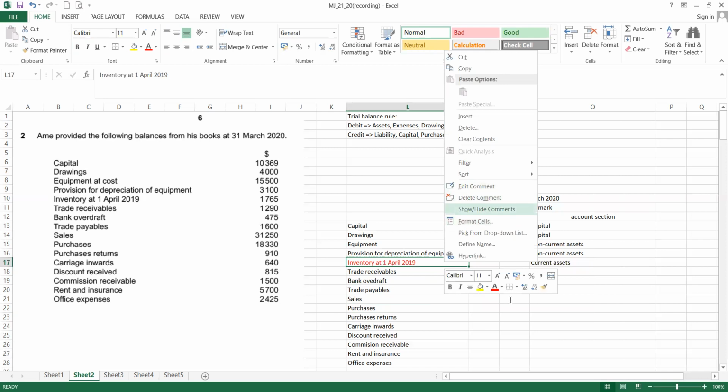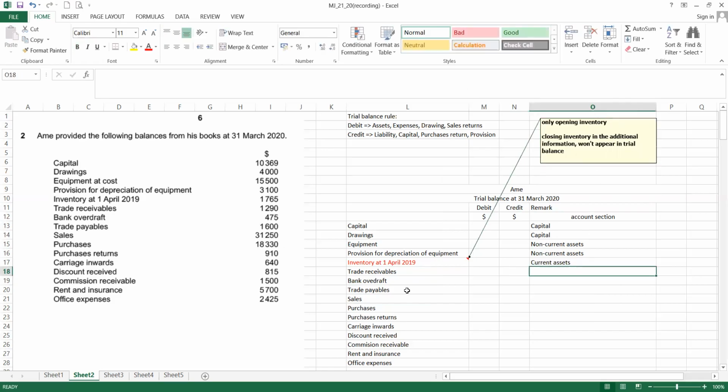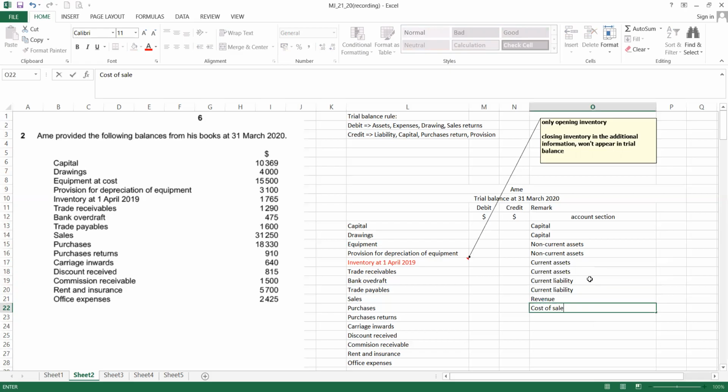Okay, let me share it. Take notes about the inventory in case they have two inventory amounts to show. Trade receivable, current asset. Bank is an asset, current asset. If they put bank overdraft, that means this is a current liability. Next, trade payable is a current liability. Sales is under the revenue section. Purchases under cost of sales. Purchases return reduces the purchases, so it is under the cost of sales section.